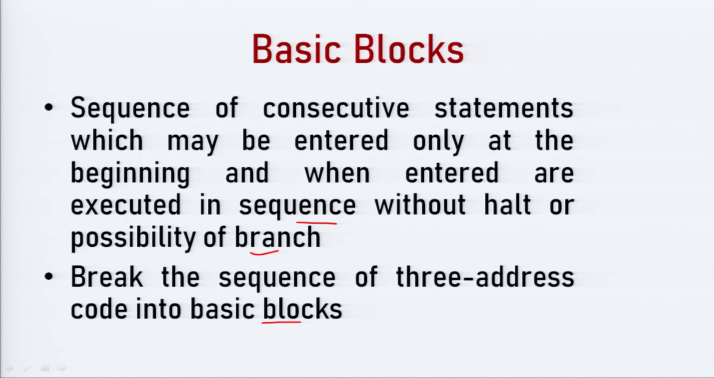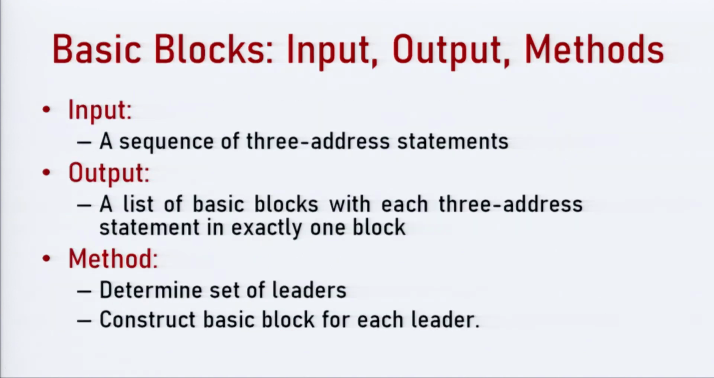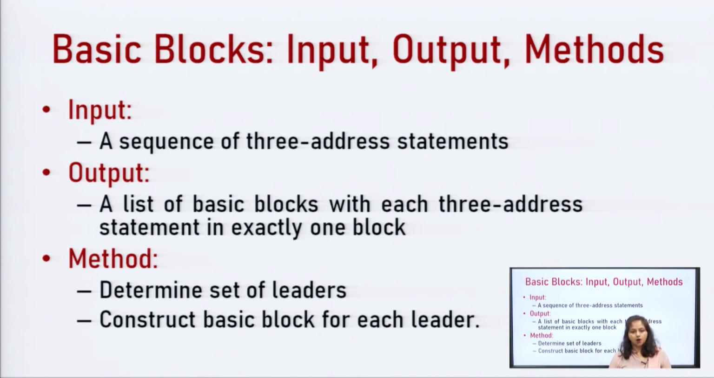First we will see how to get the basic blocks. In the algorithm there will be input, output and some method. The input is the sequence of 3 address code statements, so the whole intermediate representation in 3 address code will be the input. The output is a list of basic blocks with each 3 address statement in exactly one block.